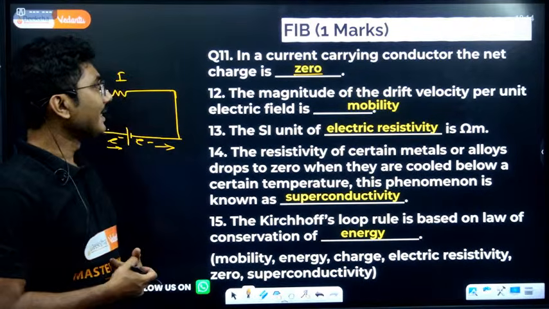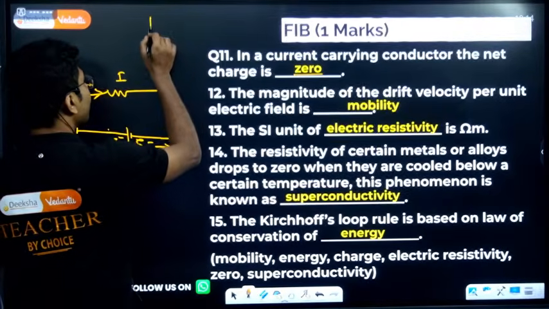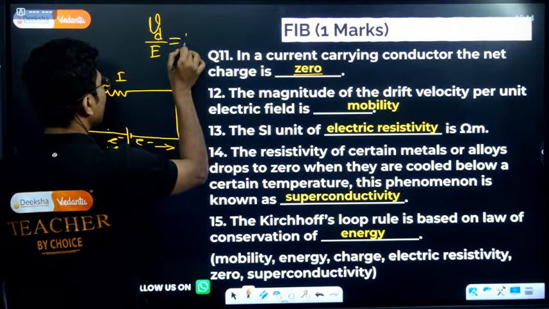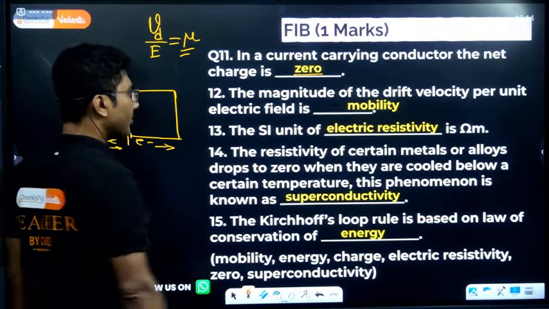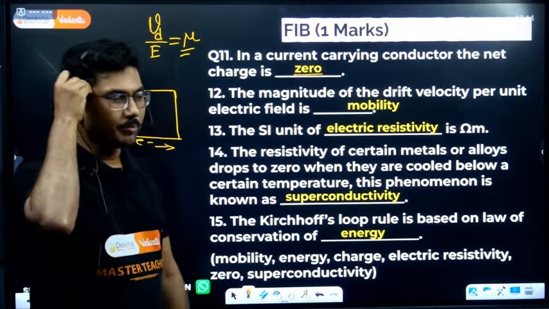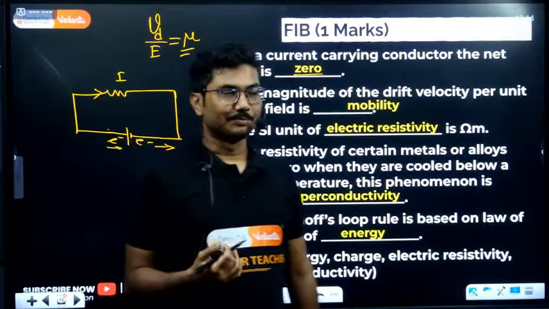Okay, the magnitude of drift velocity per unit electric field. So drift velocity per unit electric field is called mobility. So that is what is written over here. The SI unit of electric resistivity is ohm meter. Okay, ohm meter is the unit of resistivity.